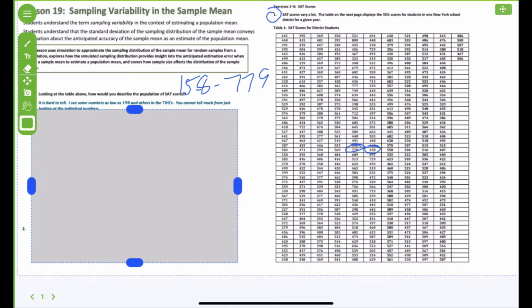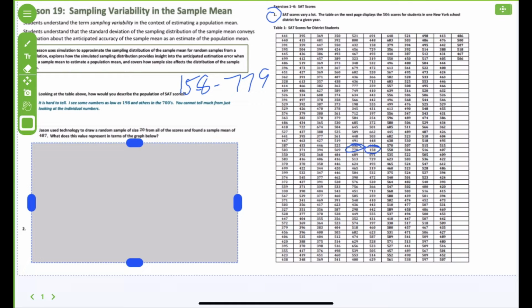It ranges from that, so it's hard to tell. I see numbers as low as 198. No, mine's 158, and others in the 700s. You cannot tell much from looking at the individual numbers. Okay, so yeah. All right.